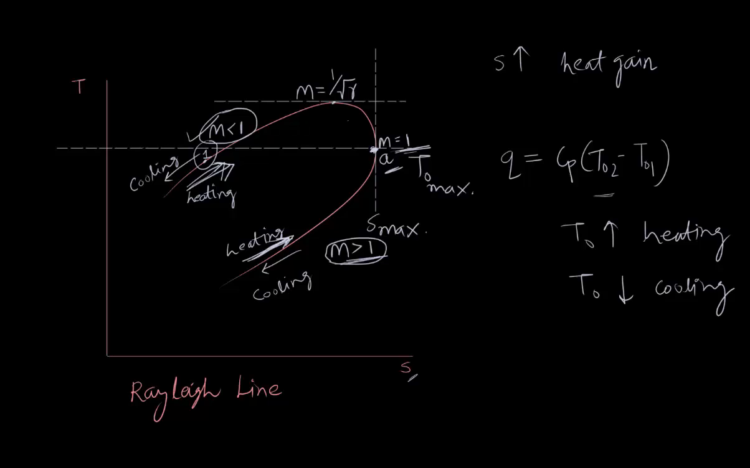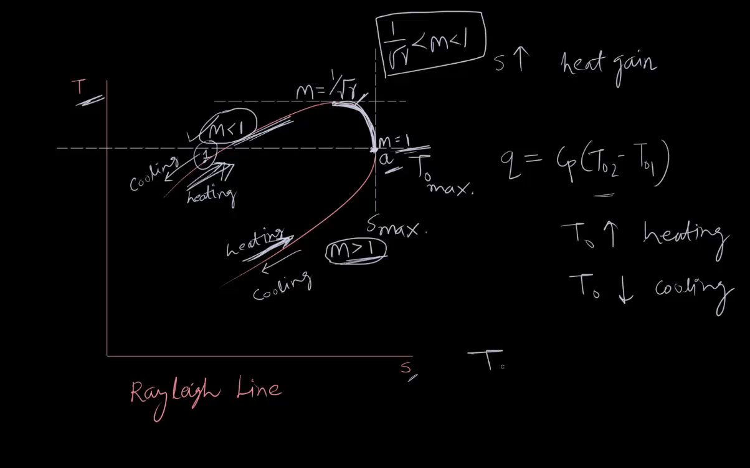Similarly, static temperature T will also increase. But for this small range of Mach number 1 by root gamma to Mach number 1, you can see from the diagram that static temperature is decreasing. It may seem odd that the temperature drops as heat is transferred to the fluid, but this cooling effect in this region is due to a large increase in fluid velocity.